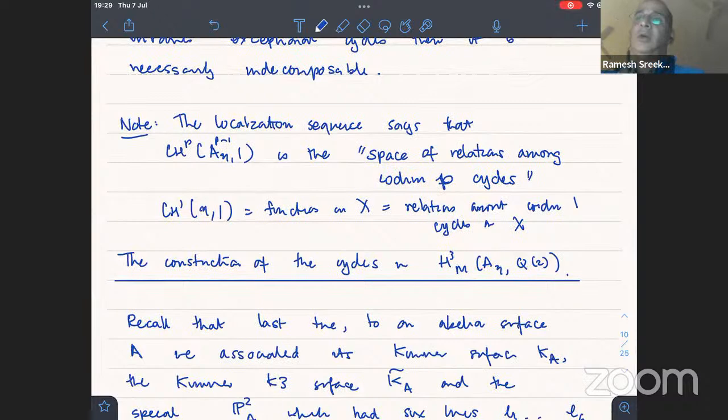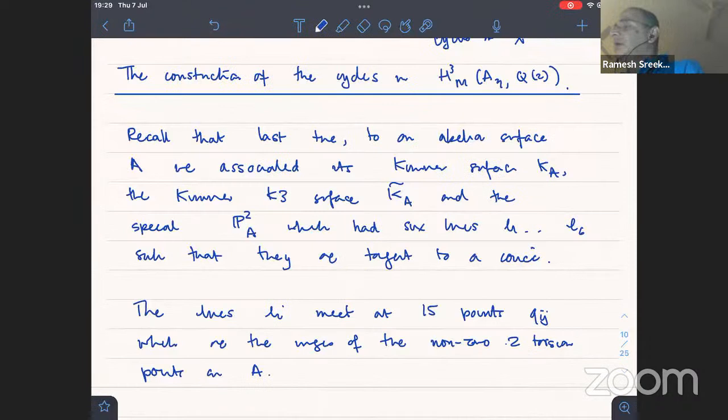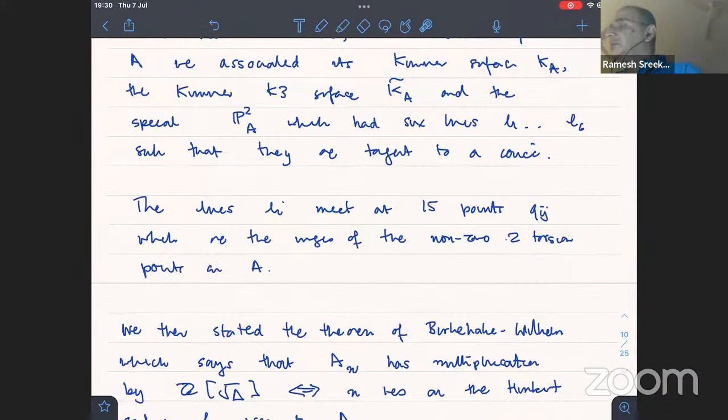Okay. So how do we construct these cycles? Recall that last time, to an abelian surface A, we associate a Kummer surface Ka, and the Kummer K3 surface is K tilde A, obtained by blowing up those 16 points. And then we had this special P2, which had 6 lines L1 through L6 tangent to a conic. And these 6 lines meet at 15 points Qij, where Qij is Li intersection Lj.